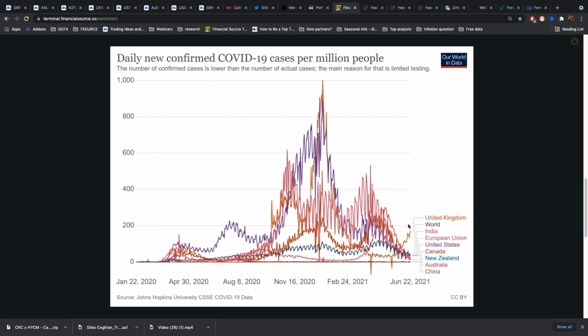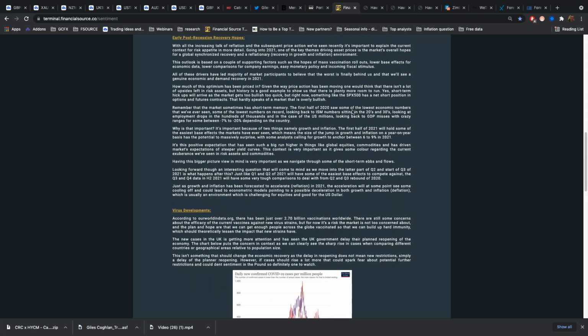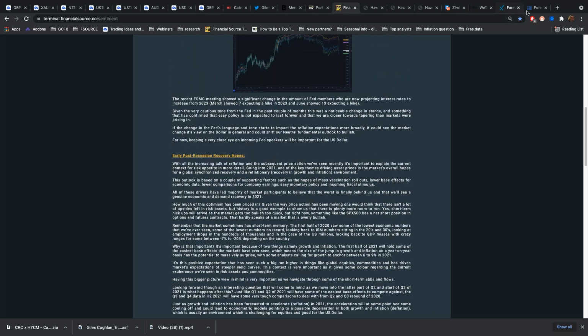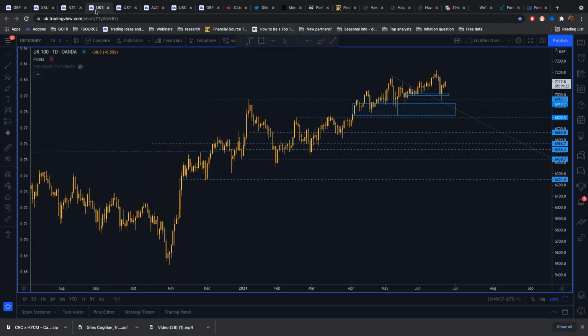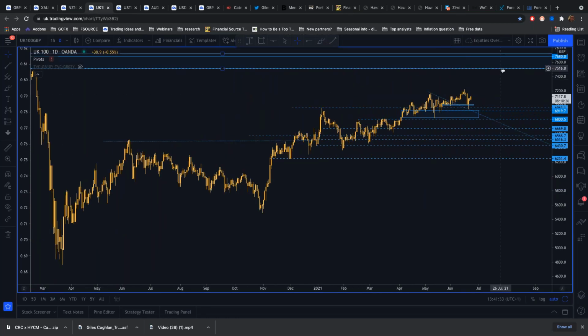We can't avoid people getting COVID-19, really. It's going to be very hard, but as long as people aren't going to hospital and as long as people aren't dying, cases rising will be tolerated. So this means that the FTSE 100 is potentially set for a nice run high up to that 7,500.